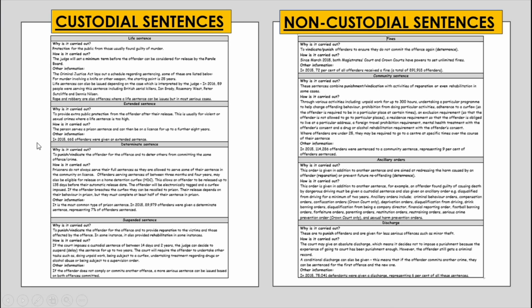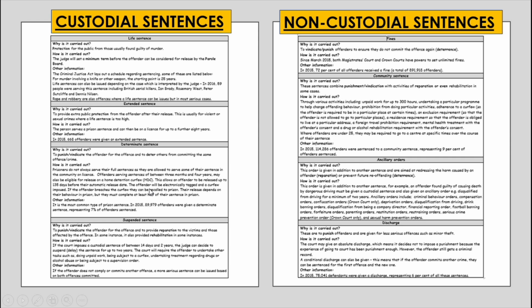Determinate sentence. This is to punish the offender for the offence and to deter others from committing the same offence or crime. Prisoners do not always serve their full sentences, as they are allowed to serve some of their sentence in the community on licence. Offenders serving sentences of between 3 months and 4 years may also be eligible for release on a home detention curfew. This allows an offender to be released up to 135 days before their automatic release date.